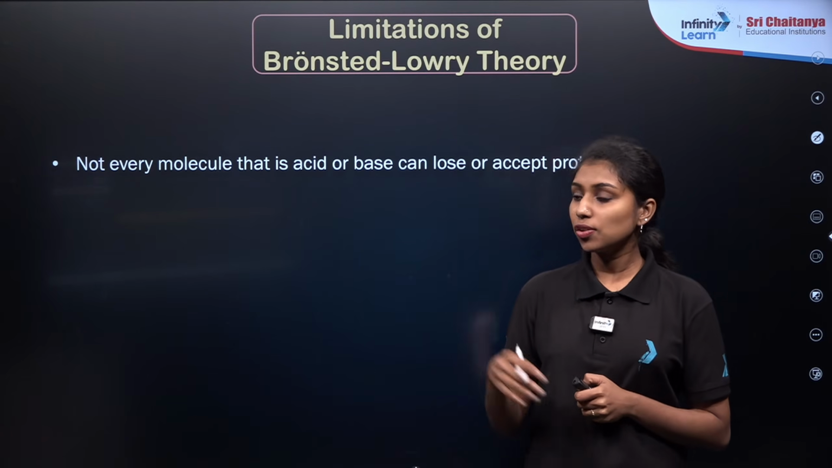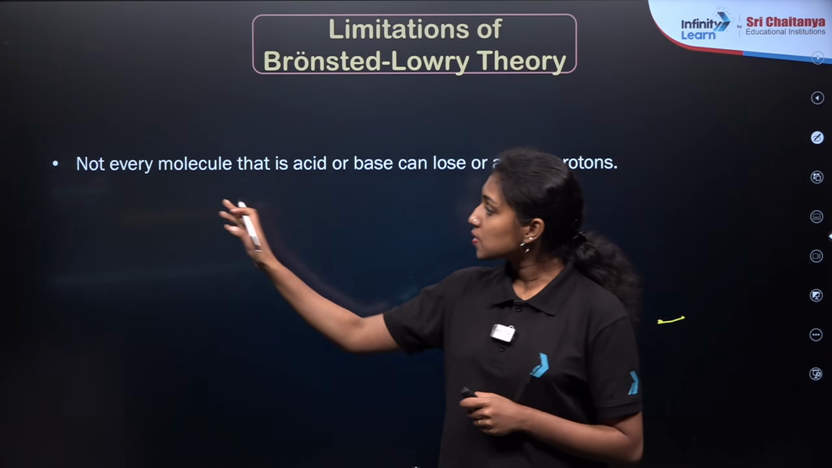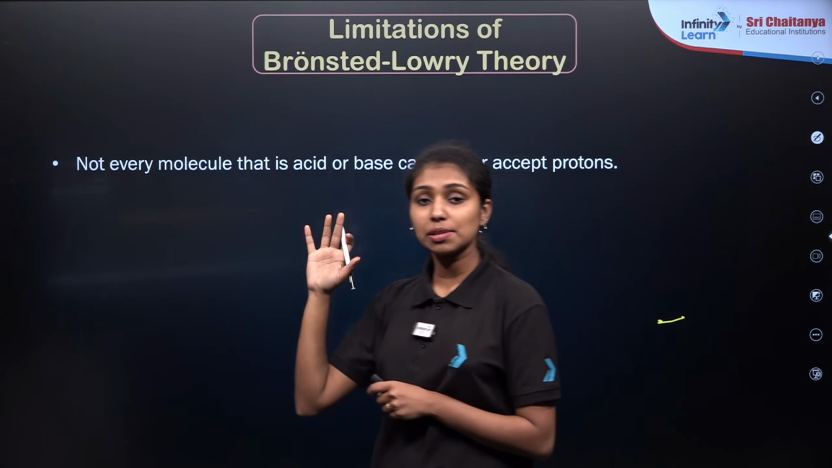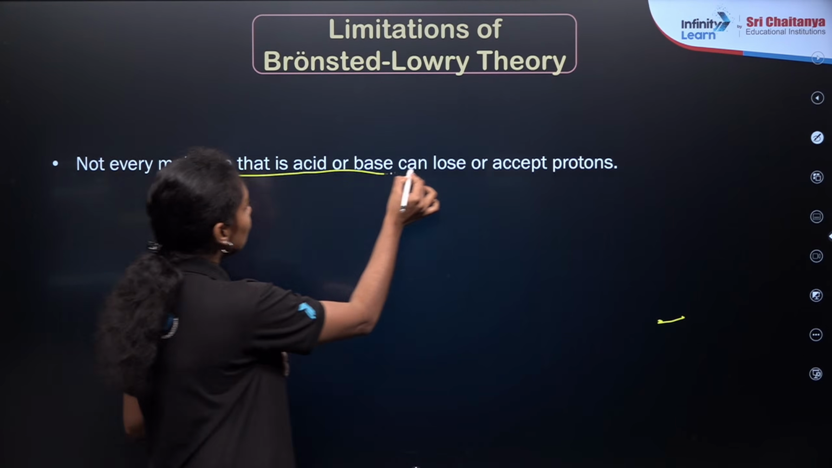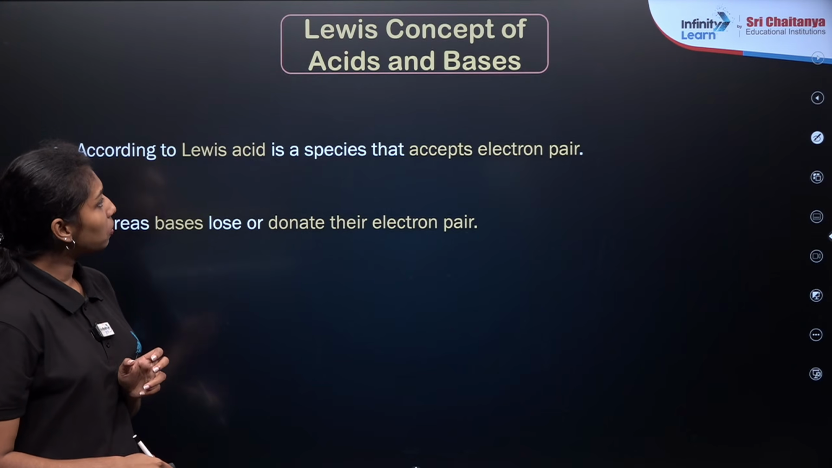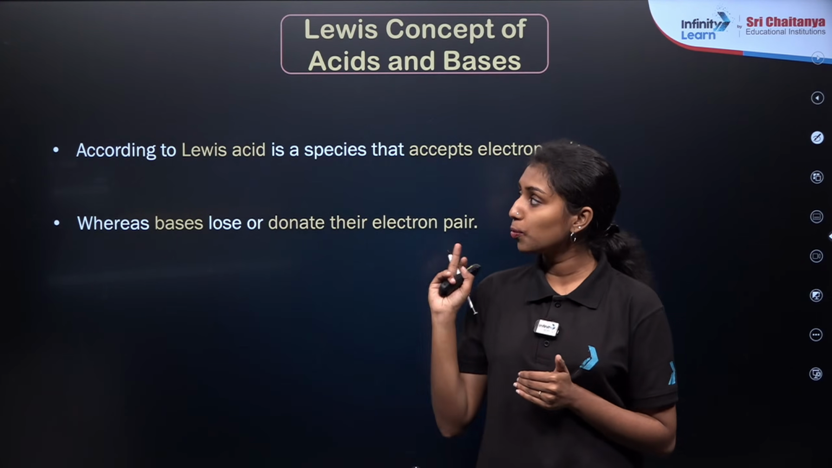Now again, in the case of the Brønsted-Lowry concept also, there are some limitations, right? Not every molecule that is an acid or base can lose or accept protons. This is the main limitation of the second theory, the Lowry-Brønsted concept. Now we will introduce another theory, known as the Lewis acid-base concept. So how can we explain acids and bases in terms of Lewis theory?